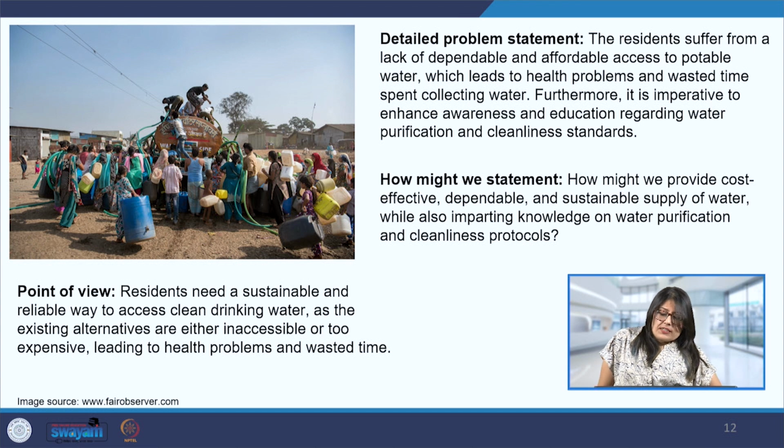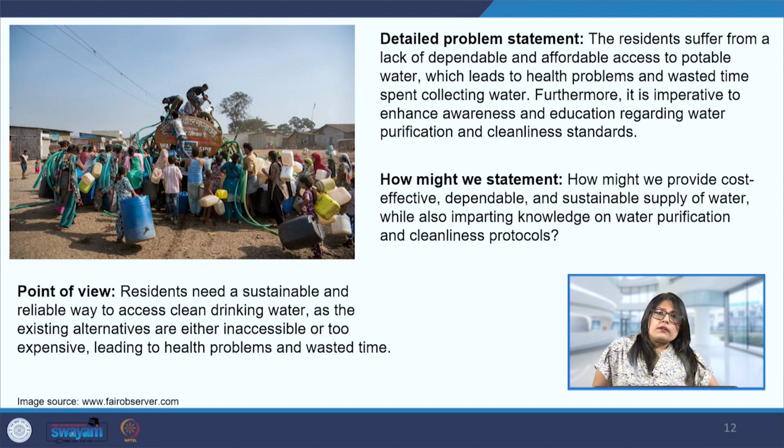Then the how might we statement. We can see the problems in the detailed problem statement, and now we are converting these problems into opportunities by stating this how might we statement, which says: how might we provide cost effective, dependable and sustainable supply of water while also imparting knowledge on water purification and cleanliness protocols? This ends with a question mark because this is a question that we are asking ourselves, the team is asking, we are inquiring how can we do this.